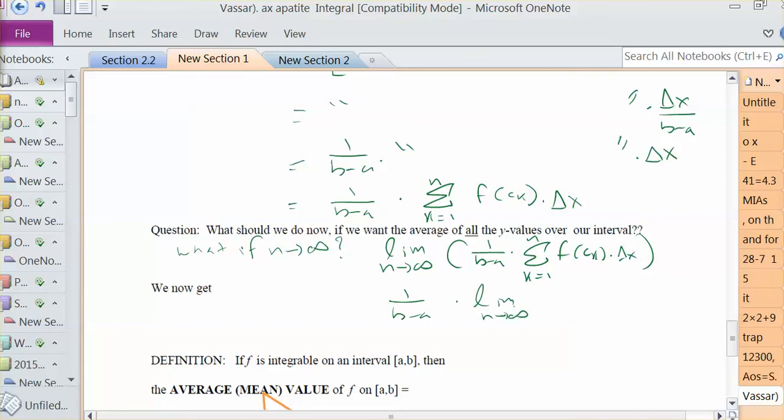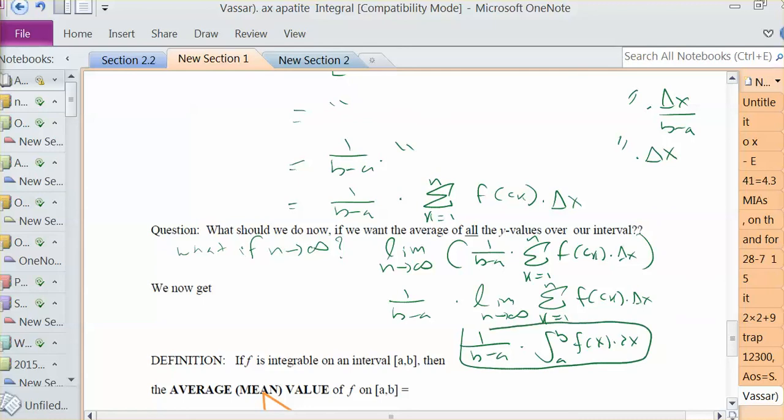Well, that's the definite integral, right? That's how we define the definite integral when you have an infinite amount of rectangles approaching infinity. So the number of intervals is infinite, but they're super thin. So that's basically just going to be 1 over b minus a times the integral from a to b of f of x times dx. So this right here is what we consider the average value. It's basically the definite integral divided by b minus a.